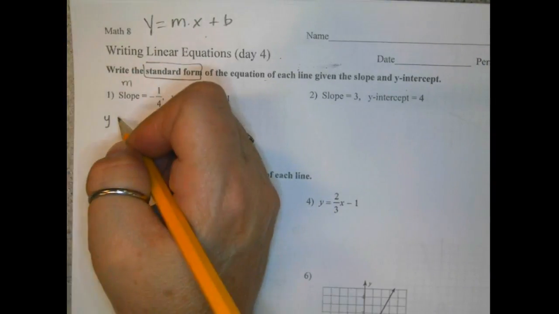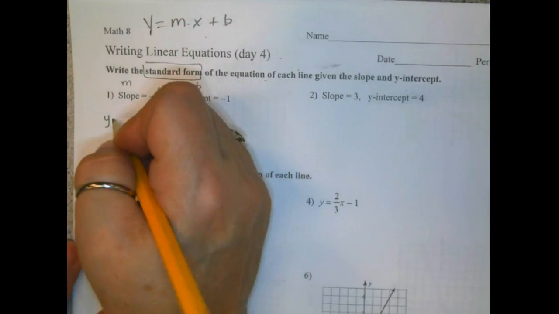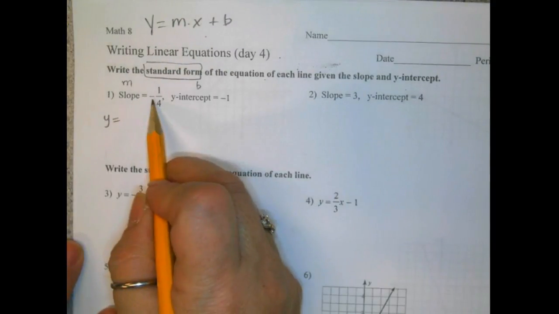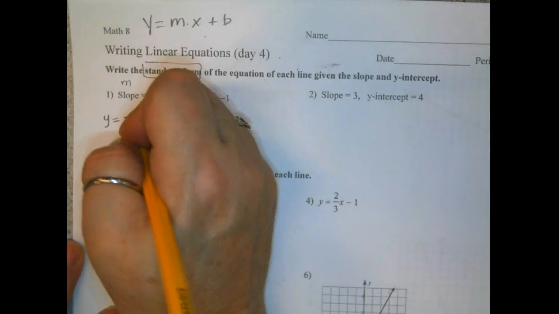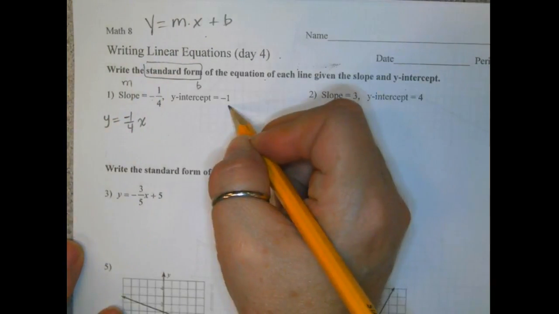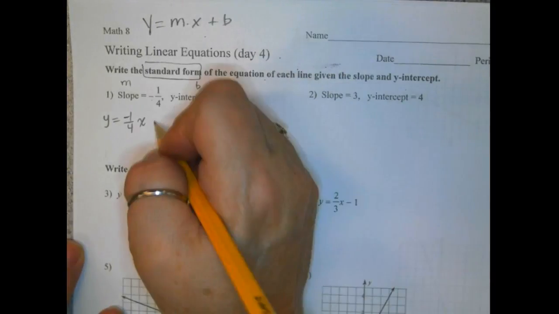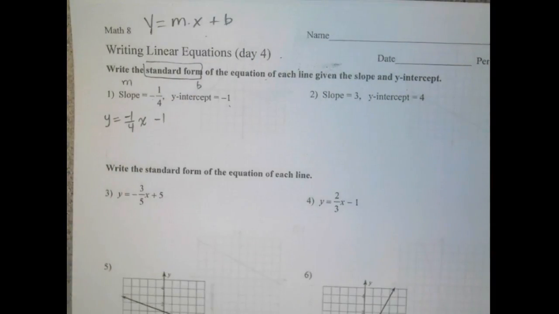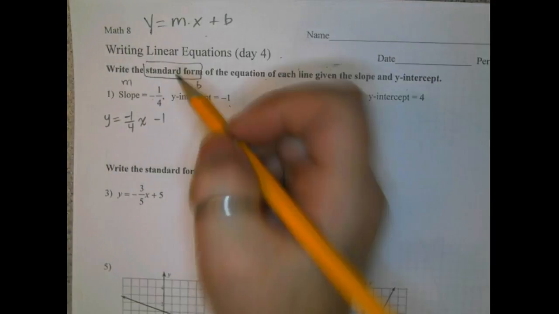I can say y equals, what's my slope? Negative 1 over 4 x, and what's my b? Minus 1. That's easy, right? That's just putting numbers where they belong in my formula. But I need to turn this to standard form.